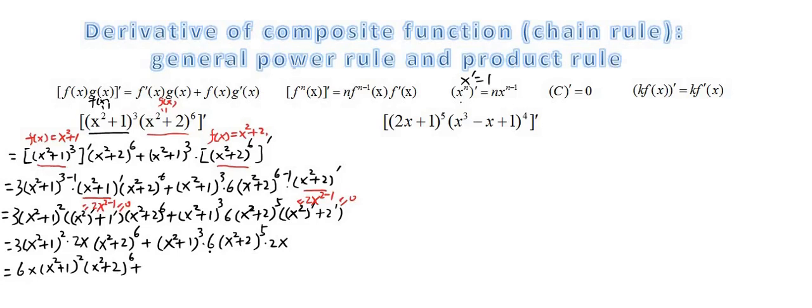And here let's take a look. Here we have 2x, we have another constant 6. 6 times 2x is going to be 12x.